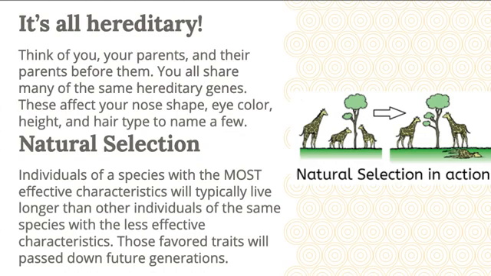It's the exact same thing with every single living species, every single organism on this planet. So this act of filtration, or another way of saying it, the act that certain individuals of a species survive and others don't, is called natural selection. That is, individuals of a species with the most effective characteristics will typically live longer than other individuals of the same species with less effective characteristics. Those favored traits will be passed down to future generations.